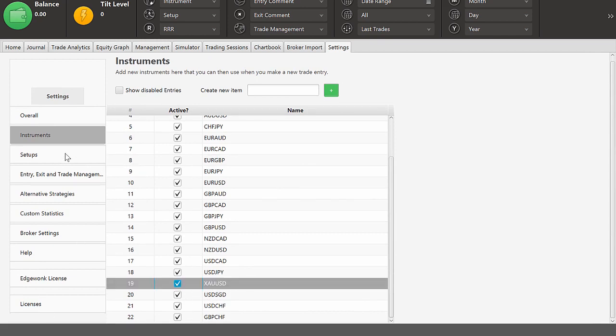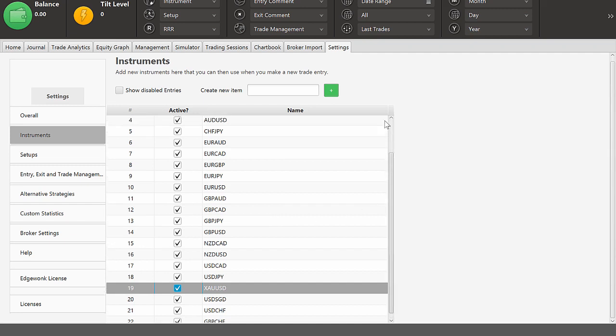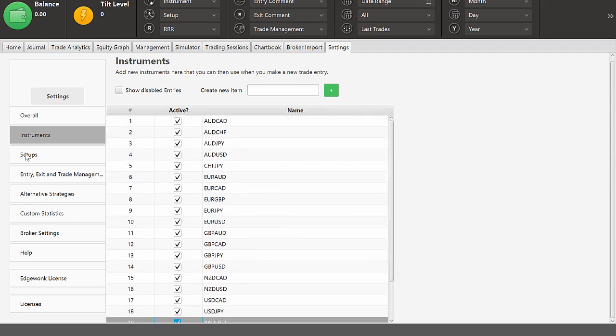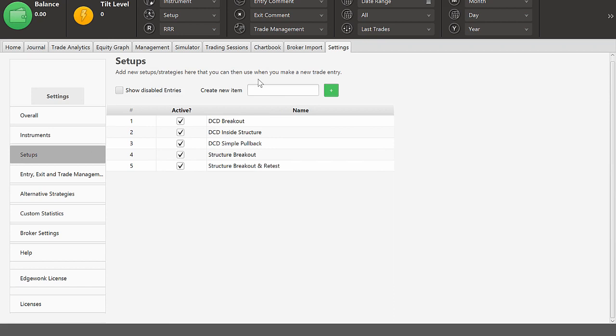So for the setups, this list is also in various places in the forum, where you can simply pause the video. Setups. Those are interesting. If you already finished the class before watching this video, then you can probably guess that DZD stands for drive, channel, drive. So we have a drive, channel, drive, breakout, DZD inside structure, DZD simple pullback, structure breakout, and structure breakout and retest. Let's take a look at examples for each of these.